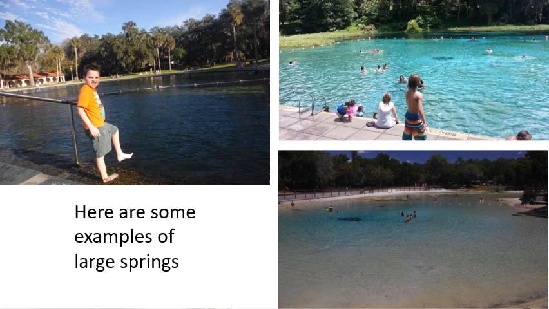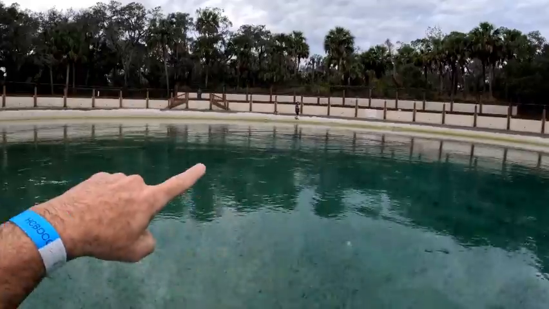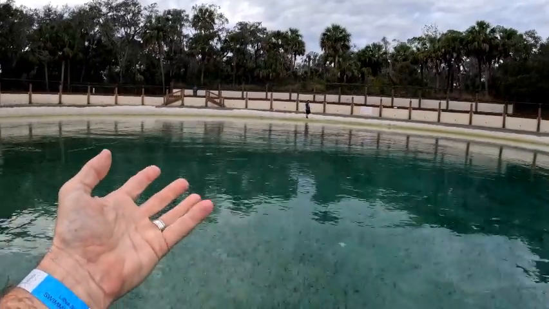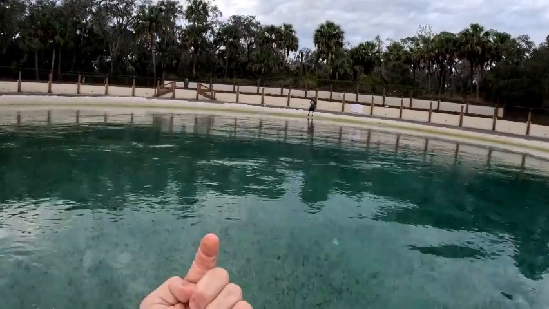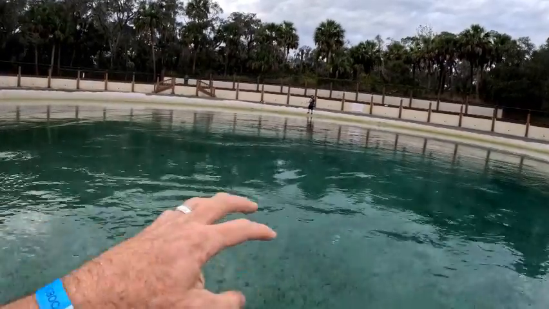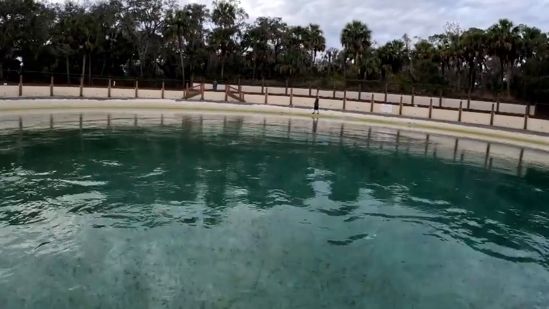But springs can be up to the size of a pond or a small lake, like this example you see here behind me. Here's some examples of some rather large springs. As you can see right out there, see that place where it looks like the water is bubbling up? That's called the spring boil. That's where the water is actually physically coming up out of the ground and bubbling up and filling up this little pool, which is the natural spring.